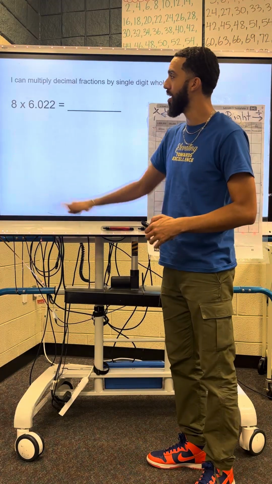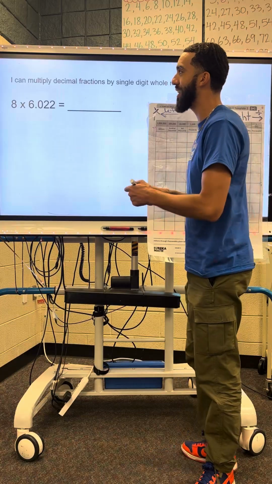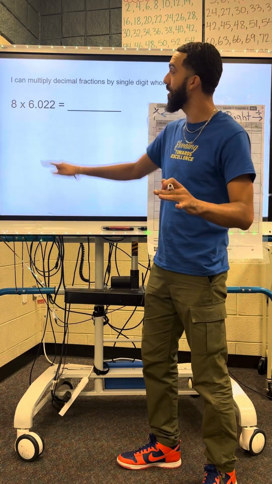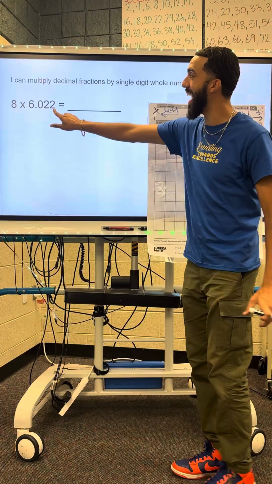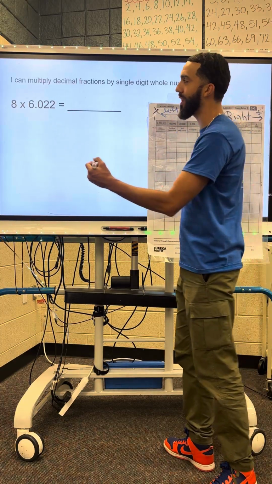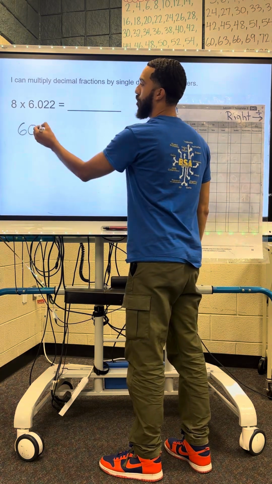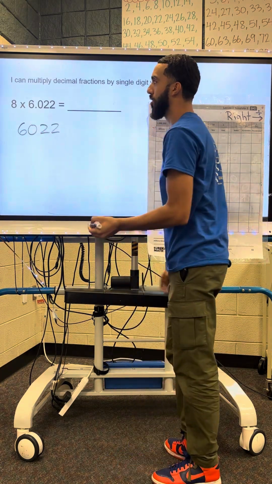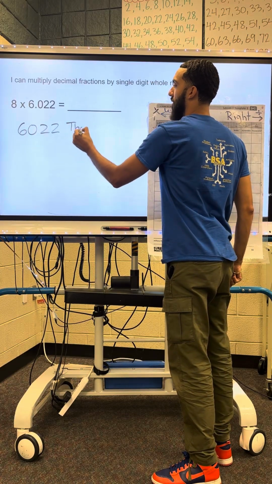So here we go. I look at the number with the most digits and I place that down first. I know this is 6 and 22 thousandths because that 2 ends in the thousandths place. So I'm gonna rewrite that and rename it in unit form. So that means I have 6,022 thousandths.